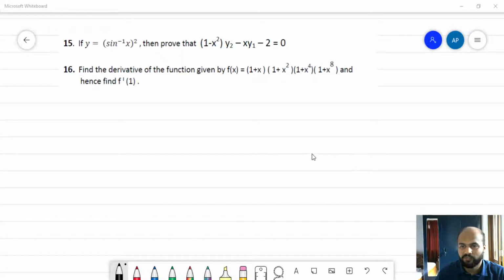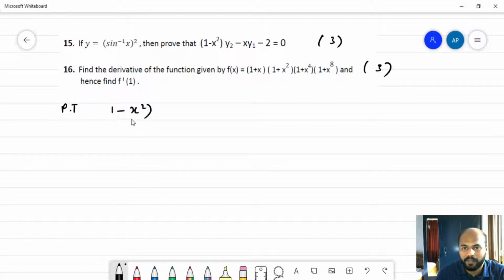Now here we have a set of questions which had come in some of the papers for 3 marks each. So both of them are for 3 marks. Let's see how to evaluate this. So if you have y is equal to sine inverse x the whole square, you have to prove that this statement is true. That is 1 minus x square y double dash minus x times y dash minus 2 equals to 0. Let's see in what way we can do this.